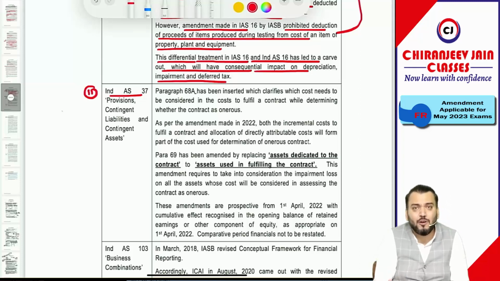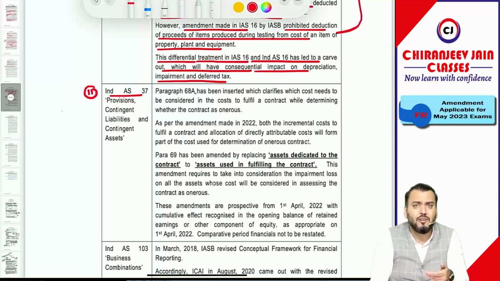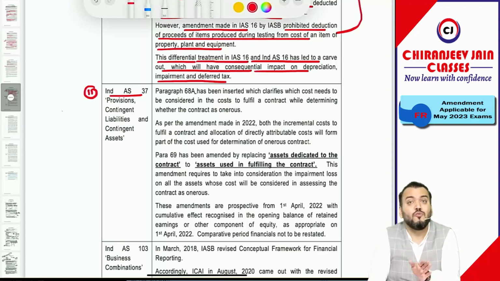What is unavoidable cost? Unavoidable cost is the lower of the cost of fulfilling the contract and the penalty payable to exit from the contract. This much we have done. Now what was the amendment? What will be the cost to fulfill the contract? There was no clarification given in this regard about what costs are included to calculate the cost of fulfilling the contract. So now they have added one point to clarify what the costs to fulfill the contract are.